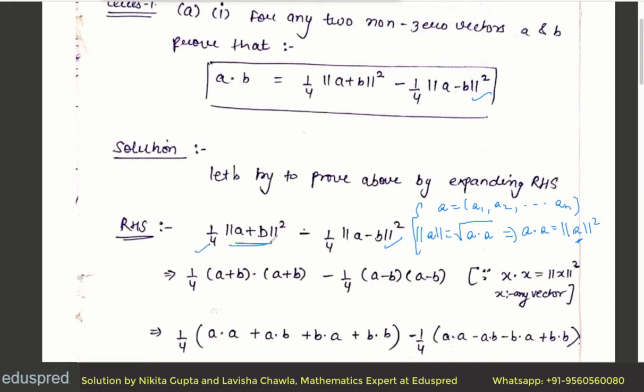Thus, this can be expanded and rewritten like this. That is 1 divided by 4 dot product of A plus B with A plus B. And similarly, this can be expanded and written like this. That is minus 1 divided by 4 dot product of A minus B with A minus B. Now let's solve these brackets. That would give me the dot product of A with A plus dot product of A with B plus dot product of B with A and plus dot product of B with B. Similarly, expanding here, I will get A dot A minus A dot B minus B dot A plus B dot B.